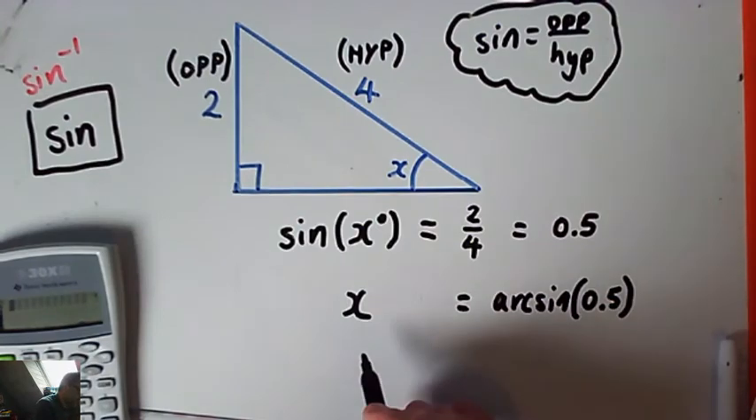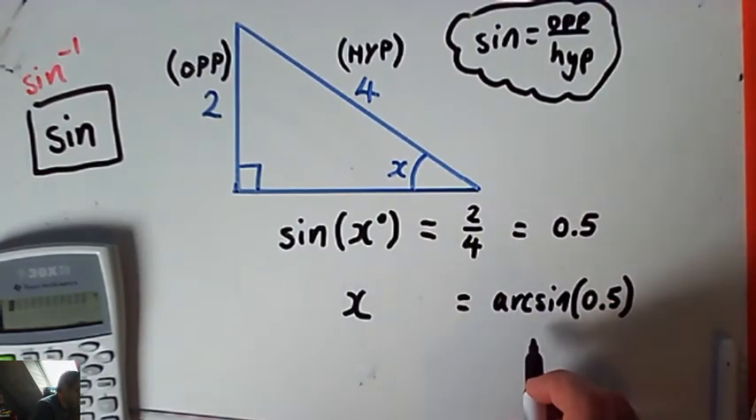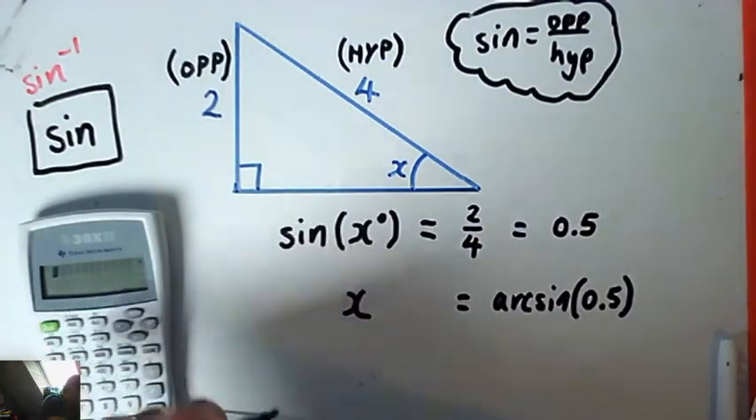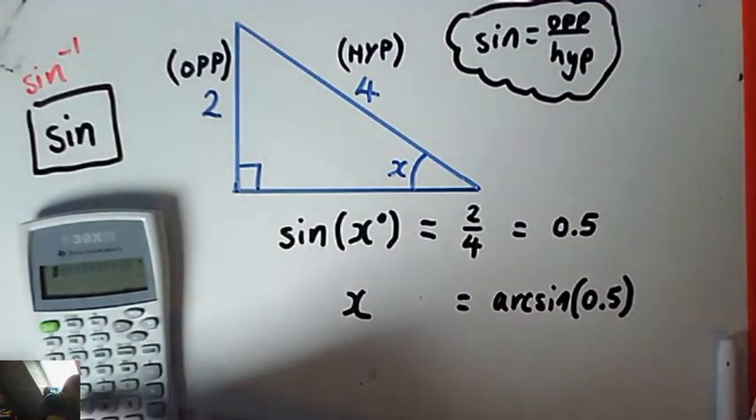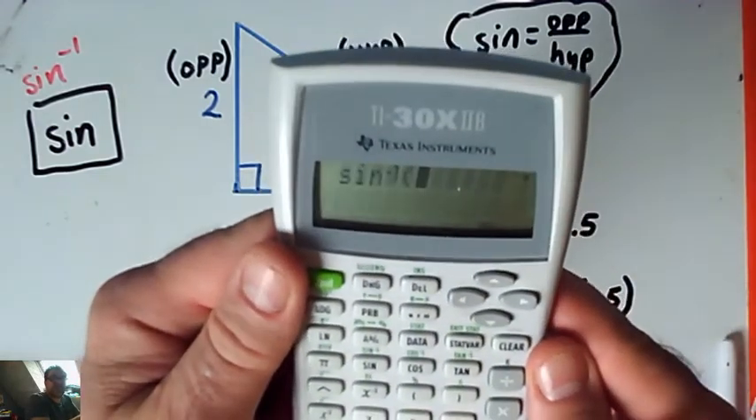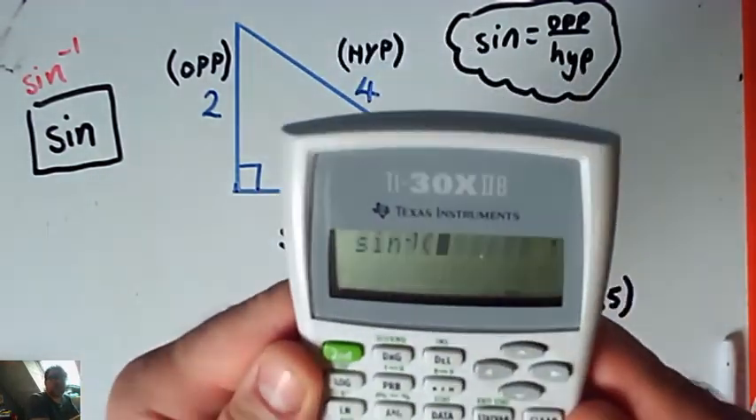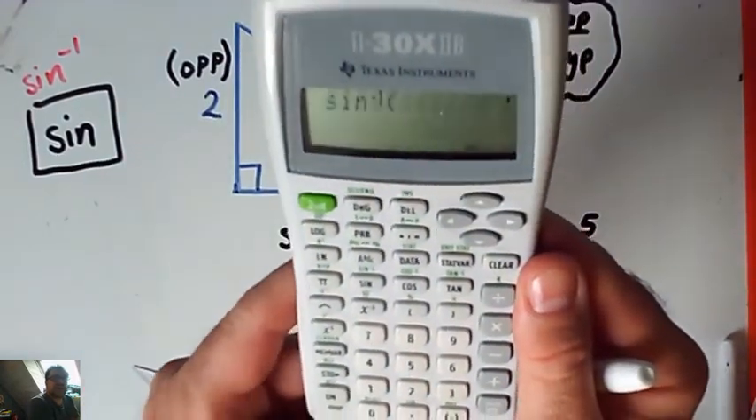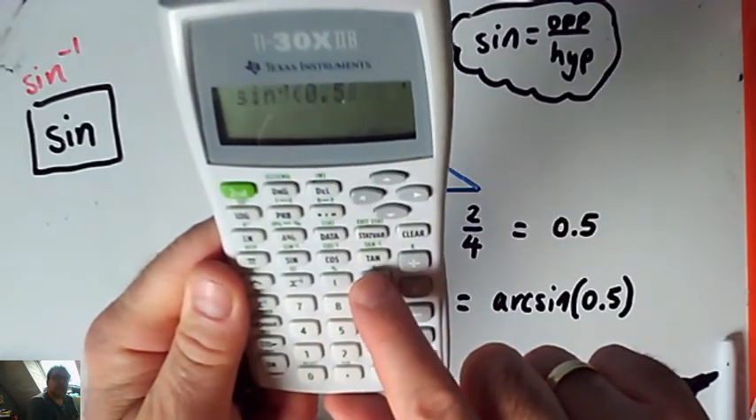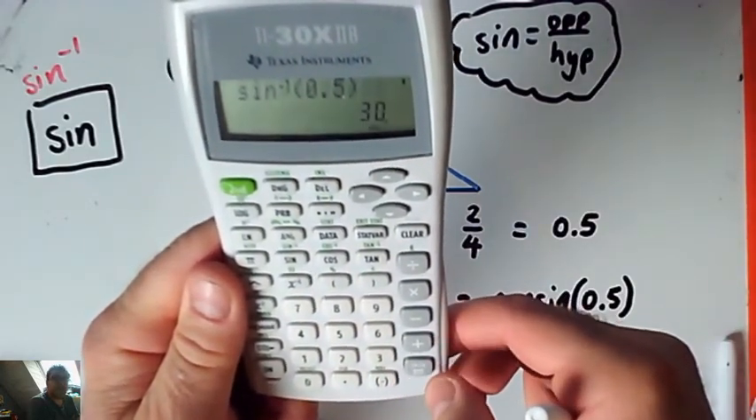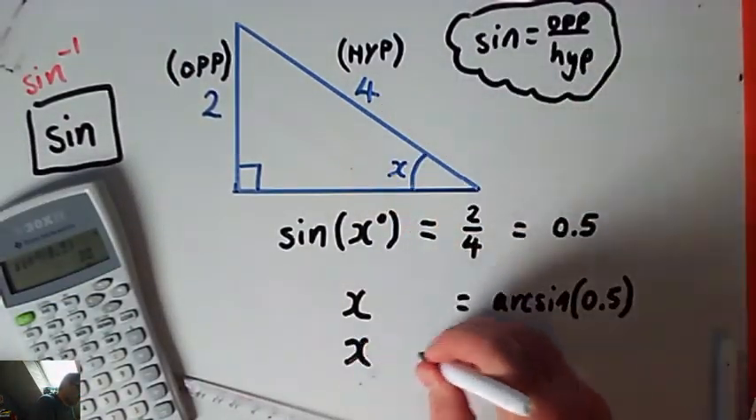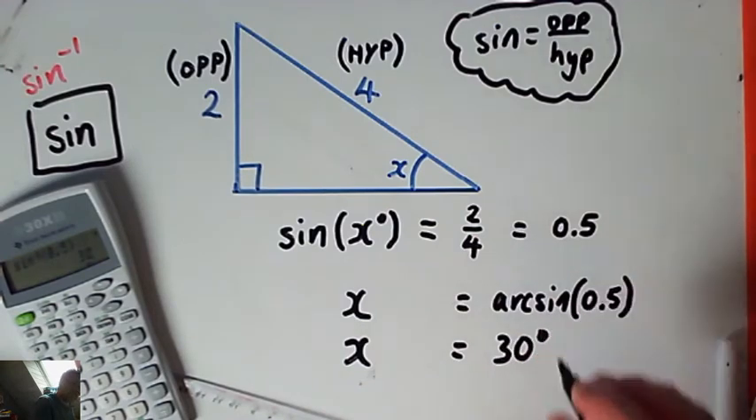But anyway, so x is we can call it the inverse sine, but I like to call it the arc sine of 0.5. So I have to press the green button first on my calculator, and then sine, and then can we see that on the screen? It says like sine with a little -1, meaning inverse sine or arc sine, and then 0.5, close the bracket, equals 30 degrees as it happens. So that's a nice round one. X equals 30 degrees.